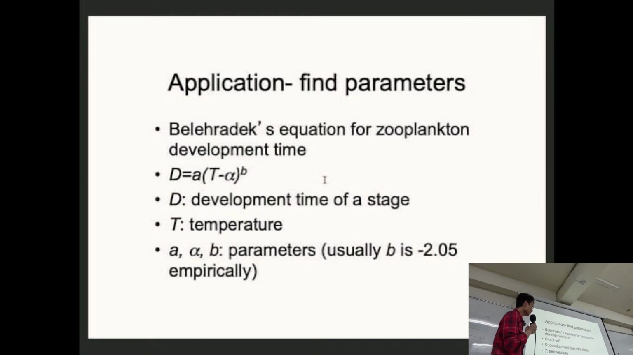And also, from many empirical studies, biologists find b is usually minus 2.05. There is no biological explanation why minus 2.05. There is no theoretical explanation why it is usually this number. Not always, but usually this number. It's still an open question in the mathematics of developmental biology. No explanation why it should be this number, but this is empirically found.